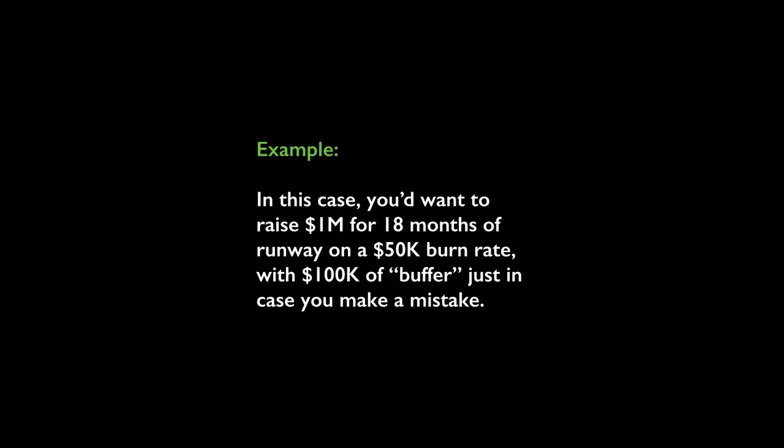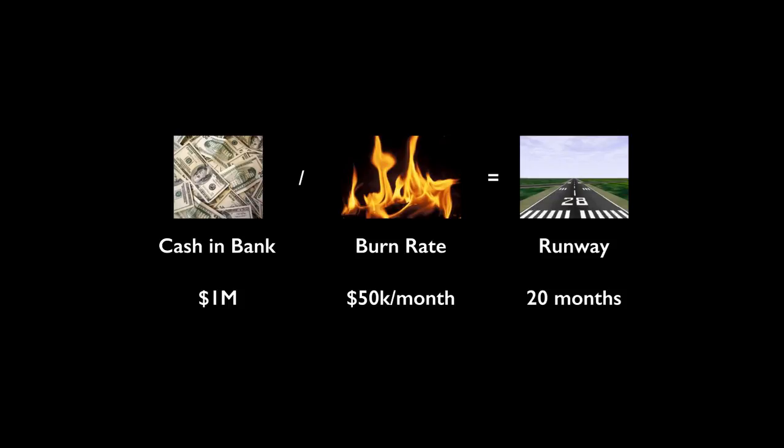So in this case, this is basically what we've talked about. $1 million would get us 18 months of runway on a $50,000 burn rate with $100,000 of buffer just in case. So framed another way, if we think about the cash we have in the bank divided by the burn rate, that gives us a runway that we could effectively spend building this company or testing the next hypothesis. So in this case, if we have $1 million in the bank and we have a burn rate of $50,000 per month, we've effectively got a runway of 20 months in order to test.